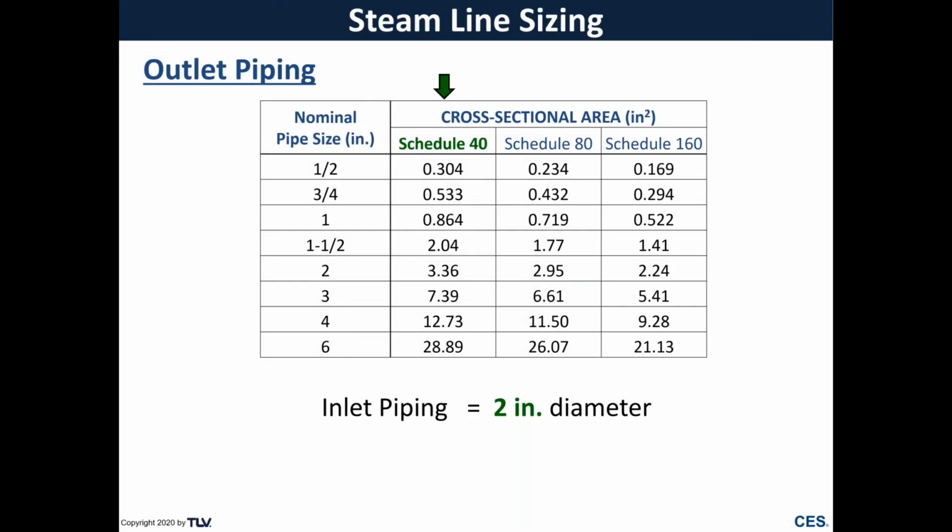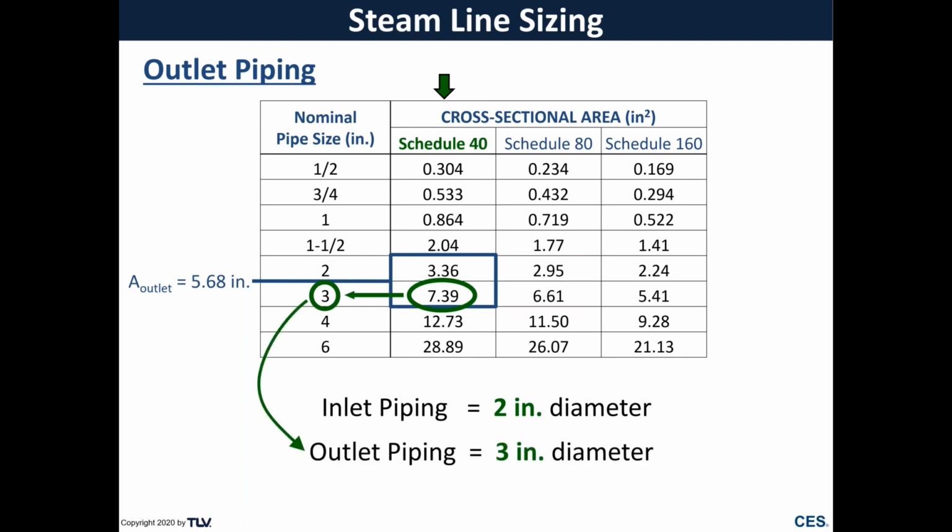For the outlet piping, our required cross-sectional area is 5.68 square inches, and this falls between the listed values of 3.36 and 7.39. This means we would choose 7.39, which corresponds to a 3-inch nominal pipe size. So our outlet piping will be 3-inch Schedule 40.